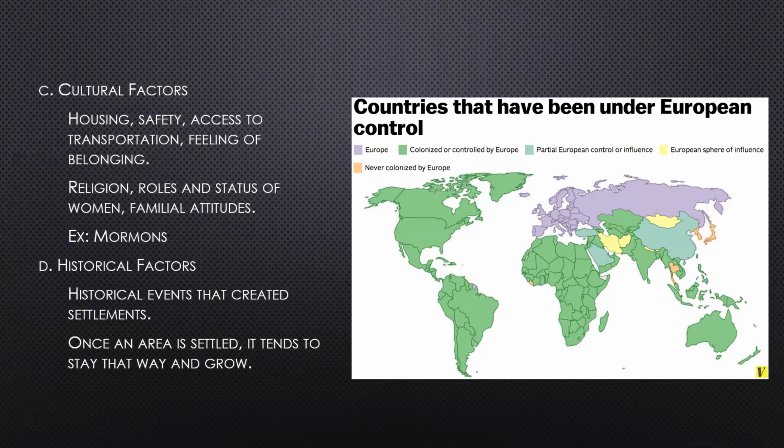And historical factors as well. This one's a little bit difficult to grasp, but basically they're historical events, whether it's migrations or wars or events that created permanent settlements. Once an area is permanently settled, it tends to stay and grow. So for much of history, India and China have been ideal locations, and that's where population has grown ever since. But you could also think of historical factors like imperialism, countries that have been under European control, as this map shows.